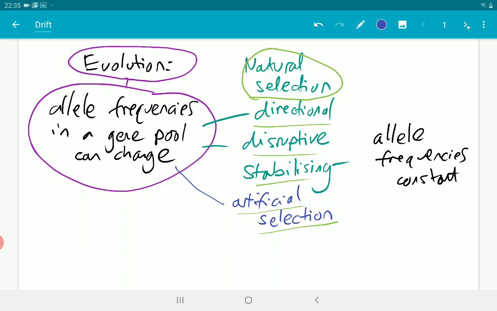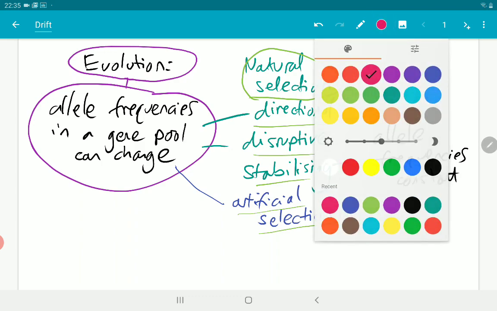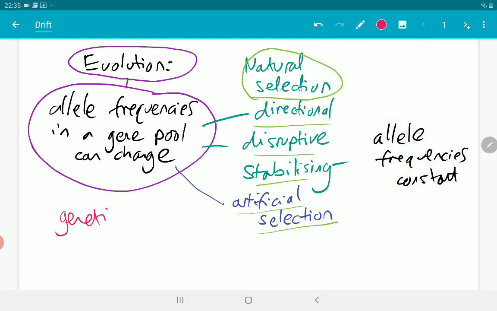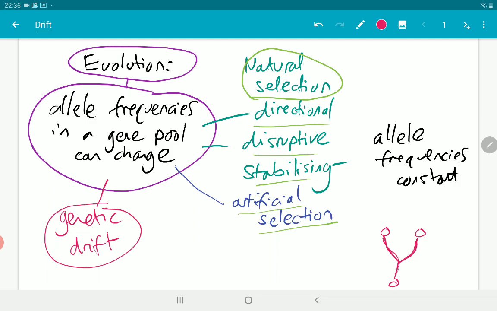Now, there is another thing that can change the allele frequencies in a gene pool, and that is genetic drift. That can also change the alleles in a gene pool. There's a couple of things to notice here. There's no reproductive isolation here, because reproductive isolation is about speciation. It's about taking one population and it becoming two different ones. From one ancestor, we get two different descendant populations.